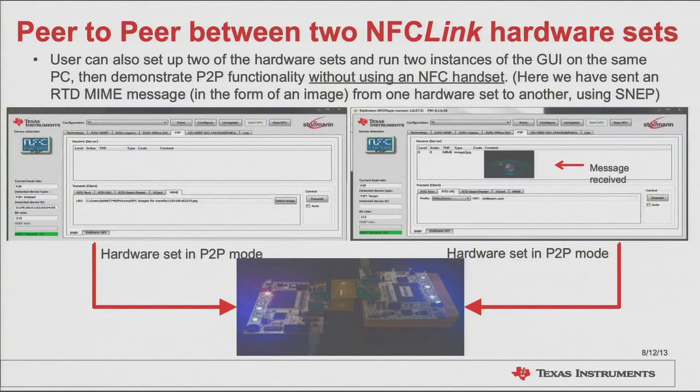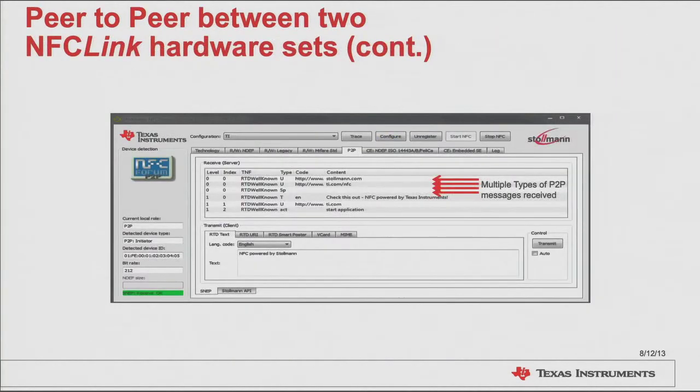The user can also set up 2 of the hardware sets and run 2 instances of the GUI on the same PC, then demonstrate peer-to-peer functionality without using an NFC handset. Here we have sent an RTD MIME message in the form of an image from one hardware set to another using SNEP. In this example, we have sent multiple records including an RTD URI, Smart Poster, and vCard from one hardware set to another, also using SNEP.